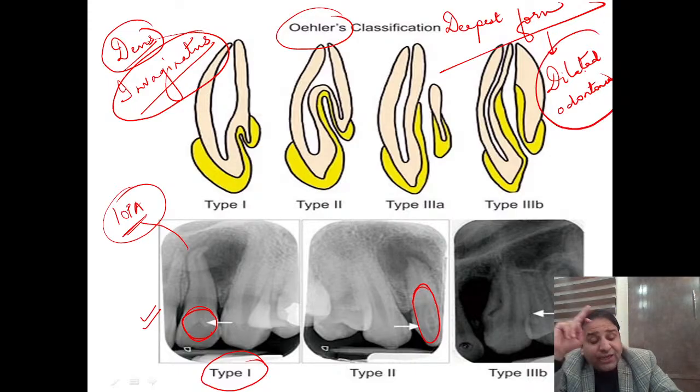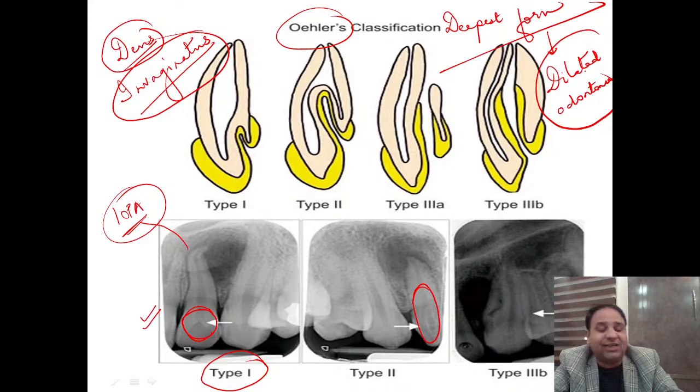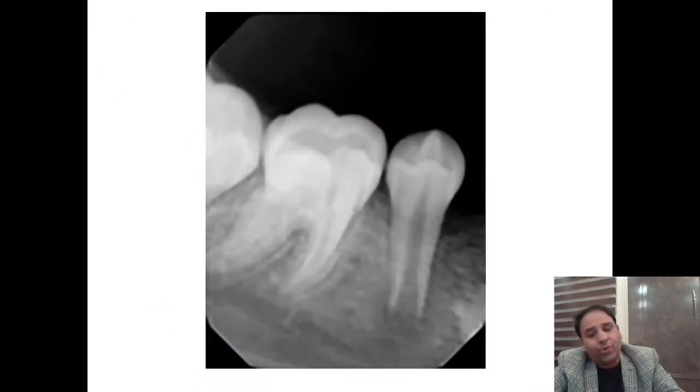Now this has nothing to do with that odontome we discussed on Monday. Compound, complex, no, nothing to do with that odontome. Dilated odontome is the term used for the deepest form of dens invaginatus. This you all have to remember, and I can see that everyone is answering, so you are all very well prepared with this question. Good.